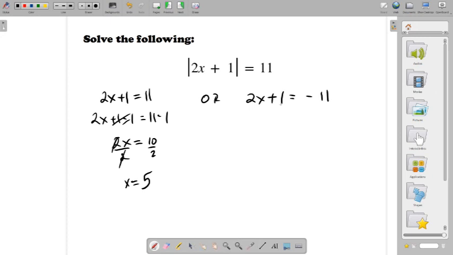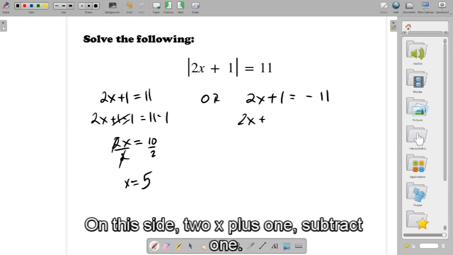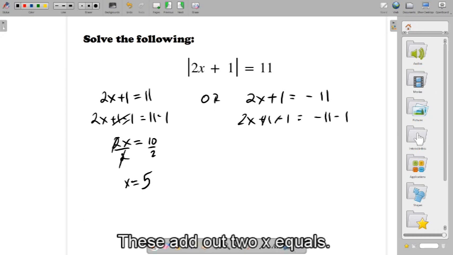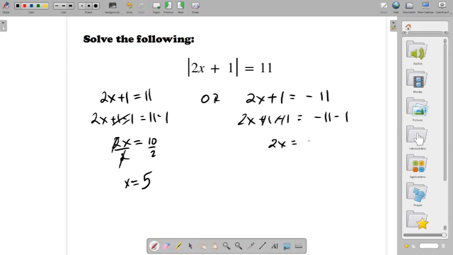On this side, 2x plus 1, subtract 1. These add out. 2x equals negative 12. Divide by 2. X is negative 6.